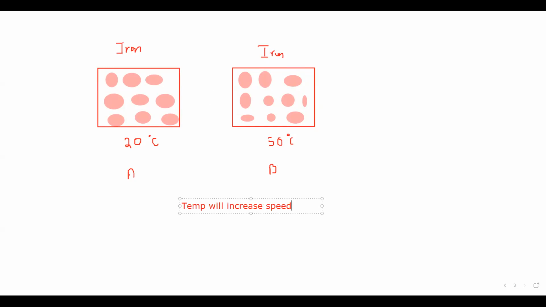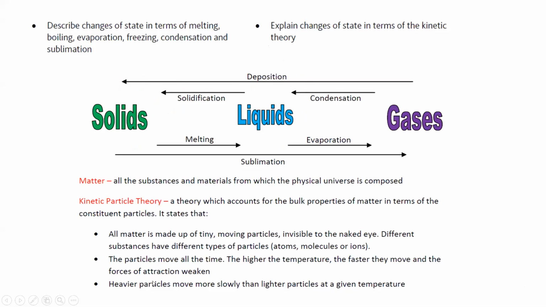Higher temperature, the particle will move faster. Lower temperature, the particle will move slower. So when we supply heat energy, the particle will move much faster as compared to when we cool down. Then the heavier particles will move slower compared to the lighter particle at the same temperature.